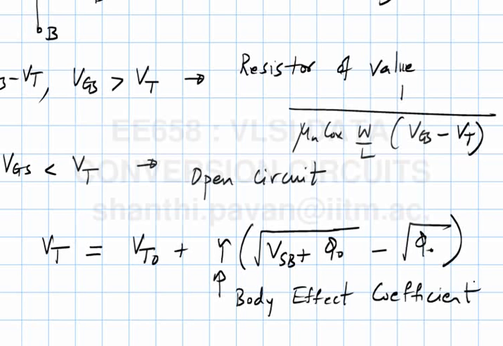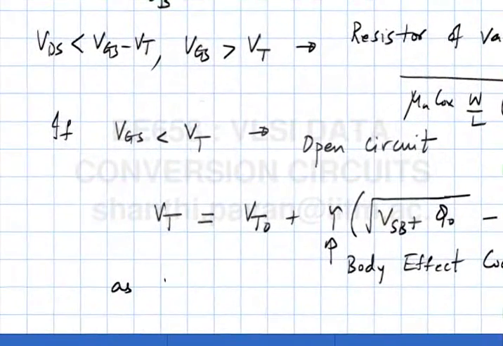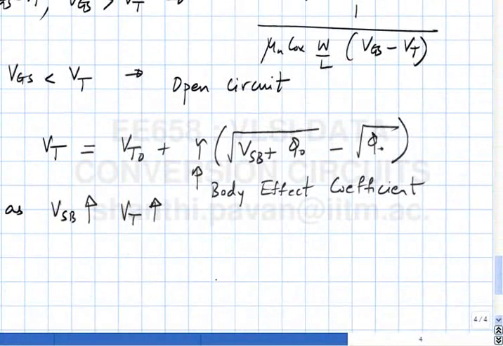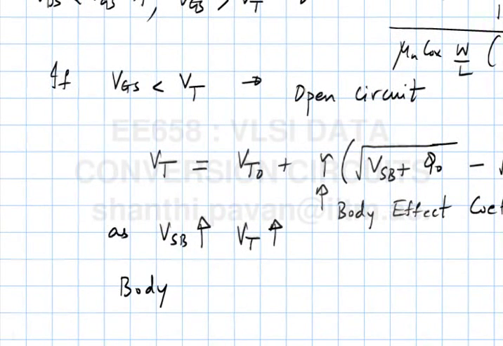The bottom line is that as the source body voltage is increased, as VSB goes up, the threshold voltage VT increases. The only thing that you need to be aware of is that if VSB is increased from beyond 0, the threshold voltage increases, and the body in an NMOS transistor must always be connected to the lowest potential on the chip. Is that clear to everybody? Why should it be connected to the lowest potential?